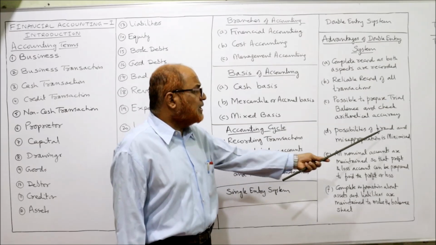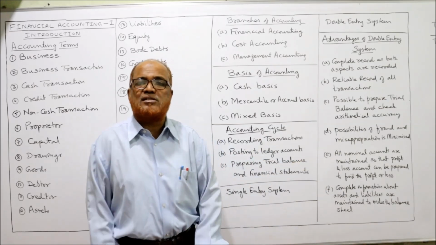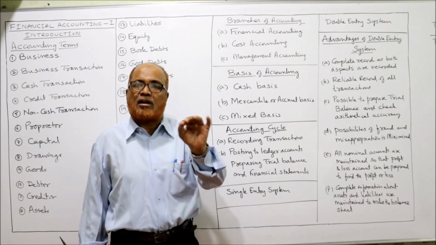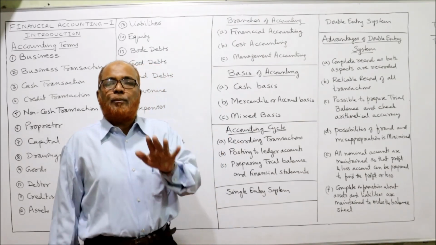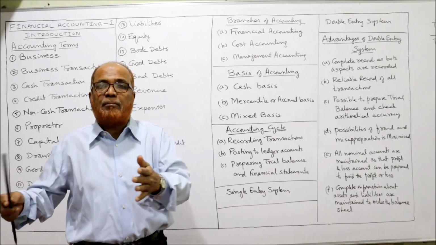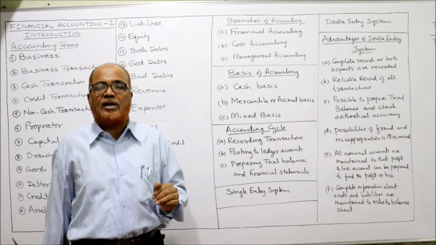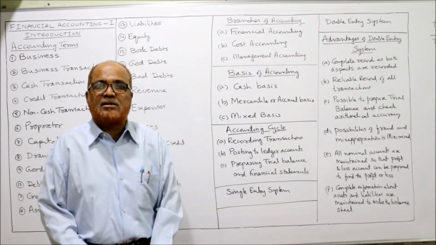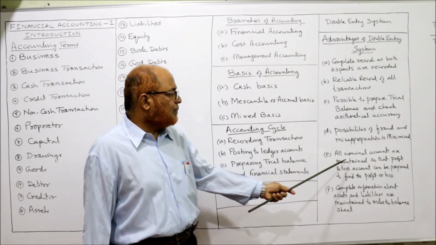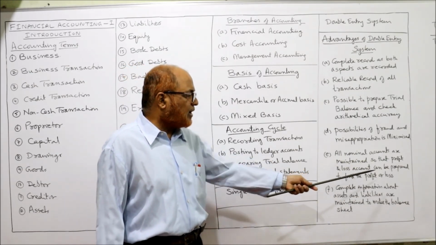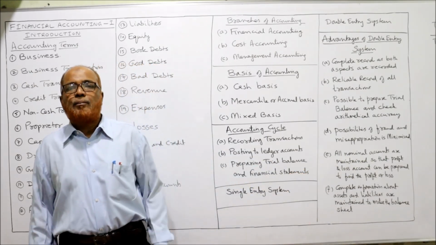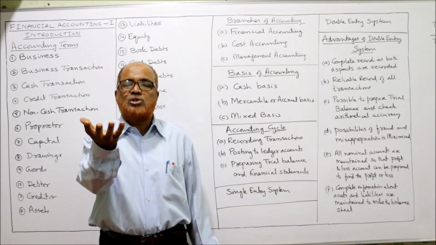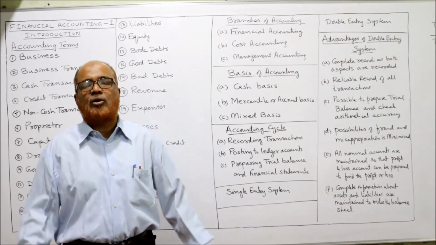Similarly, possibility of fraud and misappropriation is minimized. See, when all the transactions are up to date, accurate, reliable, then definitely the possibility of any fraud by the accountant or by the employees, or misappropriation of goods or funds, will get minimized if we keep double entry system. Next one, all the nominal accounts are maintained so that profit and loss account can be prepared to find out the profit. Because in single entry system we are not maintaining nominal accounts, so we cannot prepare profit and loss account, we cannot find out the profit.